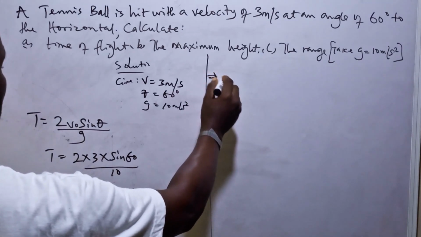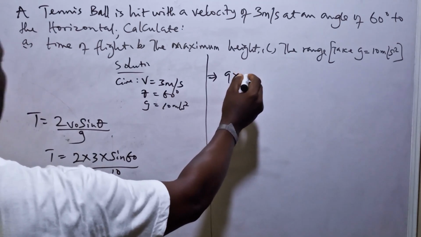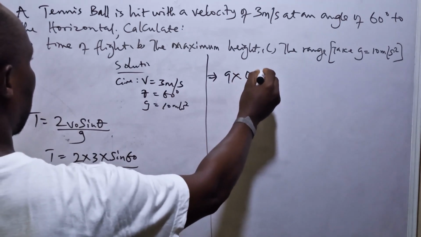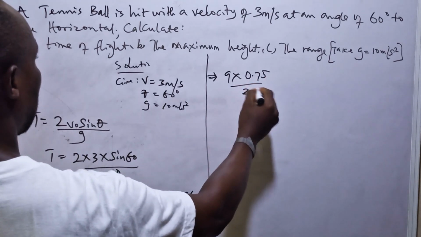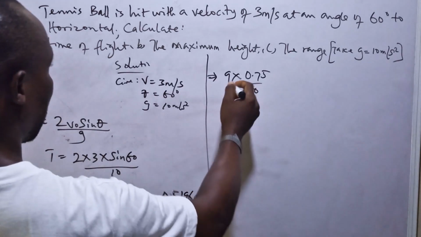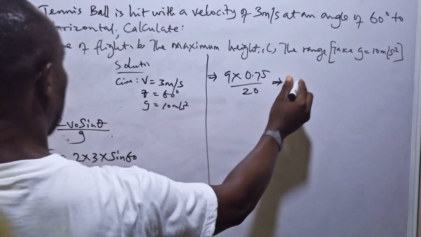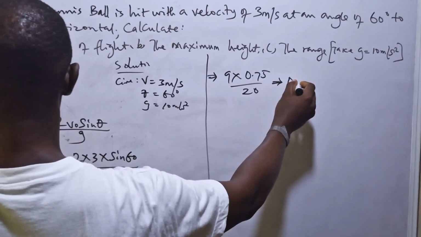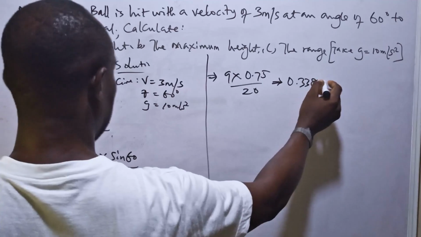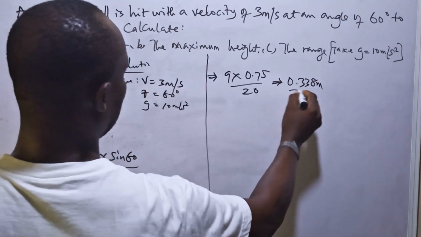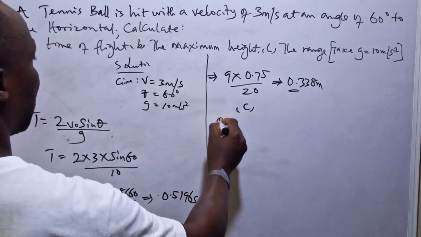Now, this will be 9 multiplied by 0.75, which is the value of sine 60 squared, over 20. And if you multiply this together and divide by 20, you will simply have 0.338 meters. That's the Y max. And the third one, C, is range.